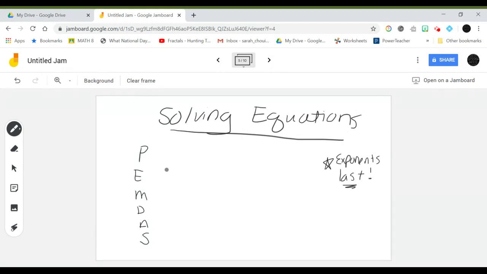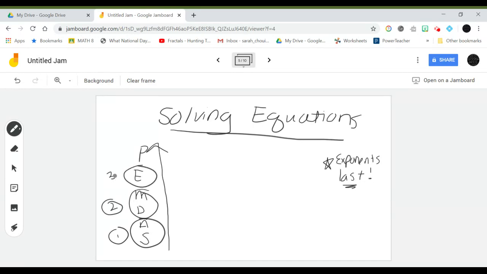So when we solve equations, we go in reverse order of operations. We get rid of any addition and subtraction in the equation first. Then we get rid of any multiplication or division second, and we're going to deal with the exponents last. None of our equations are going to have parentheses, but if we did, that would be the very last thing we would get rid of.